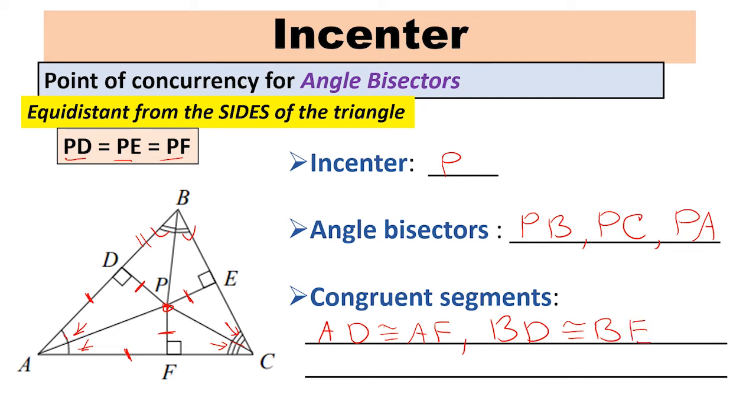So these two would be congruent because of the angle bisector theorem. And then last we have CE is congruent to CF. So right here, 1, 2, 3. So these are all of my congruent segments. P is my incenter. It is the point of concurrency for angle bisectors, but it makes these perpendicular bisectors congruent as well.